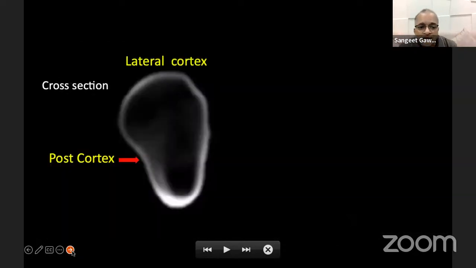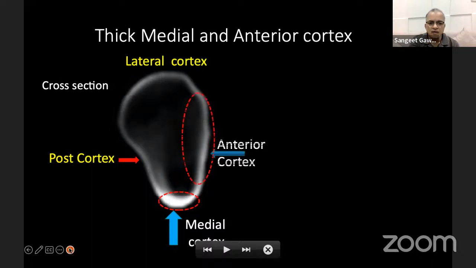We must understand the cross section of the intertrochanteric area. And in this, we have a strong posterior cortex, a stronger medial cortex, and again, a thick anterior cortex. So if you see the cross section, it is the posterior and the anterior cortex which is quite thick. Very rarely the anterior cortex is comminuted.